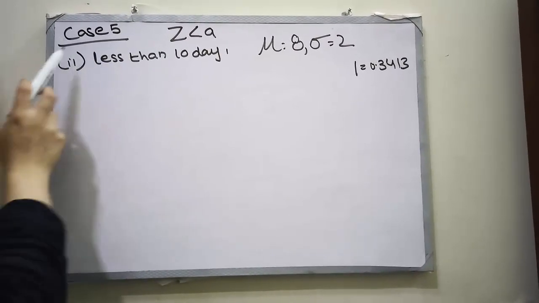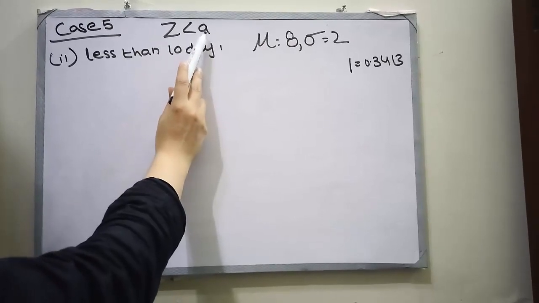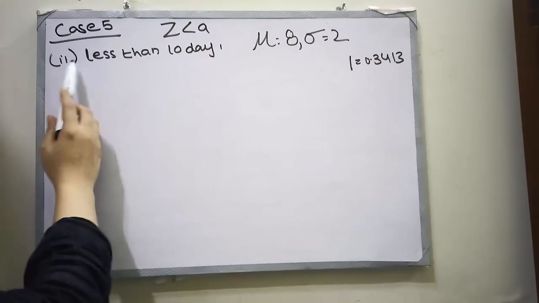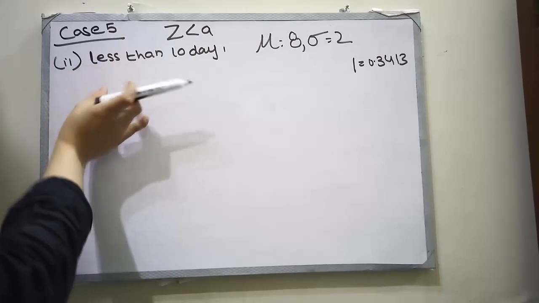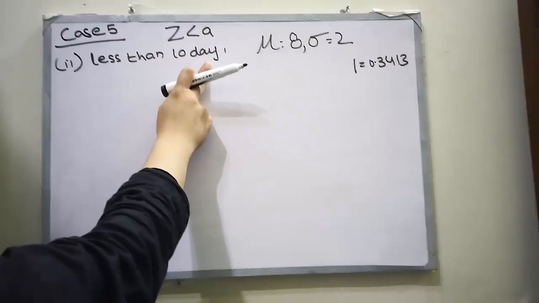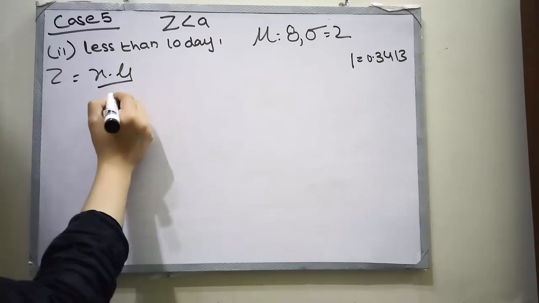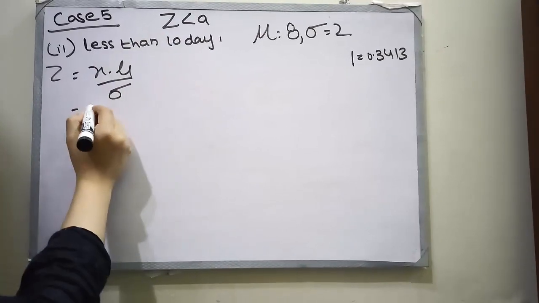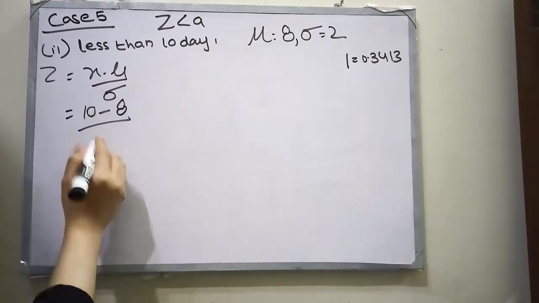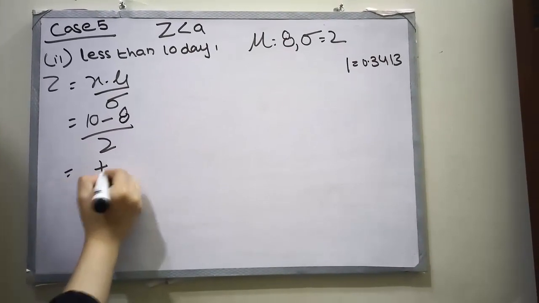So case 5 is a continuation of our previous case, case 4. The scenario in this case is the value of z which is less than the positive a. So we will find the area which would be less than the positive a. What is given in this question is to find the stay of the patients less than 10 days, in percent. We will put z equals x minus mu divided by standard deviation. X, the value is 10, minus the value of mu 8, divided by standard deviation 2. Our answer would be plus 1.